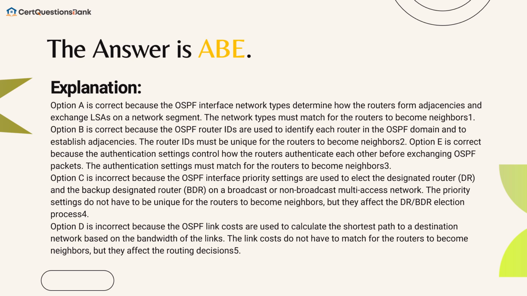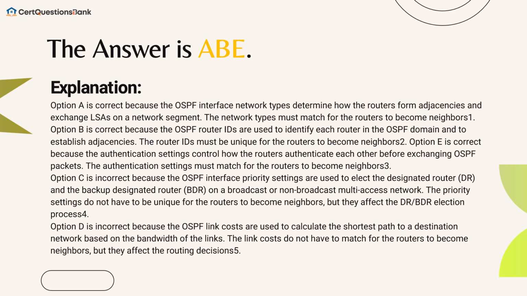The priority settings do not have to be unique for the routers to become neighbors, but they affect the DR/BDR election process. Option D is incorrect because the OSPF link costs are used to calculate the shortest path to a destination network based on the bandwidth of the links. The link costs do not have to match for the routers to become neighbors, but they affect the routing decisions.